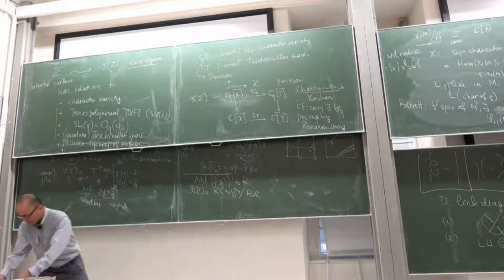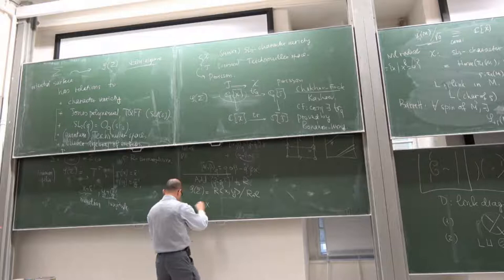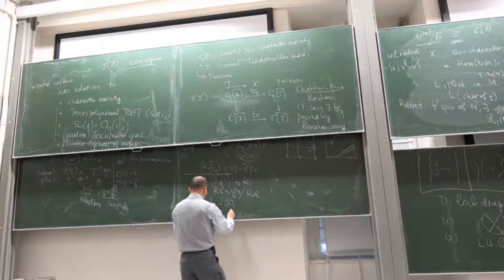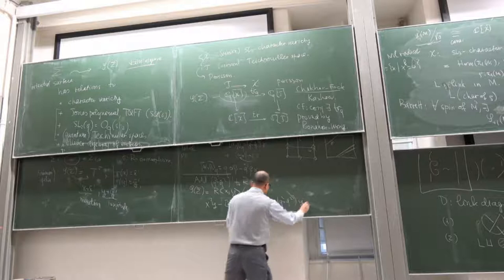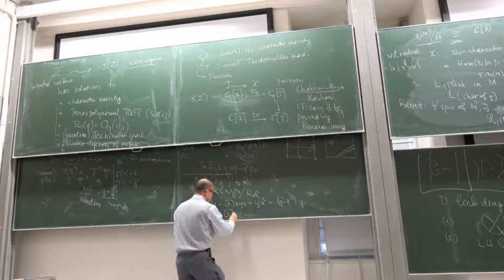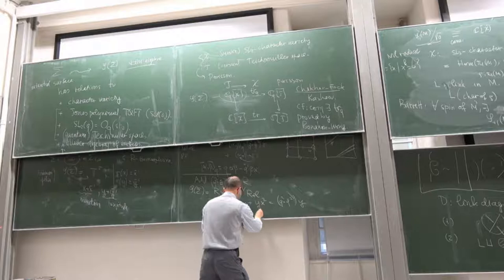If you know quantum groups, it's very familiar. So this could be x squared y minus quantum 2 of xyx plus yx squared should be equal to (q squared minus q minus 2) y. Okay, and similarly, y squared x minus quantum 2 of yxy plus xy squared is equal to (q squared minus q minus 2) x.